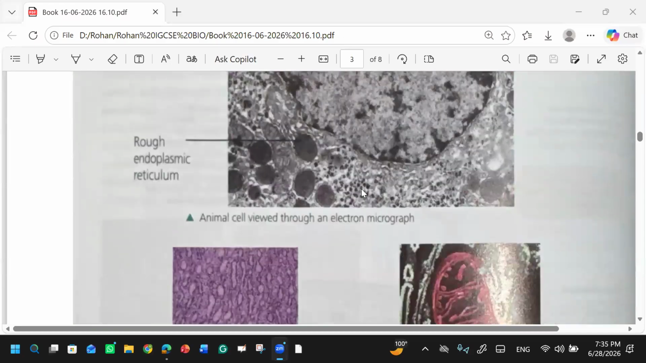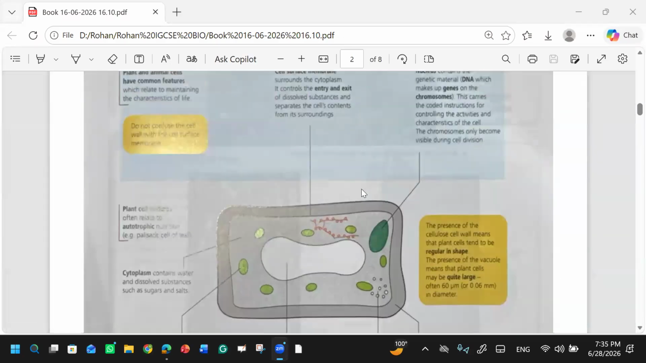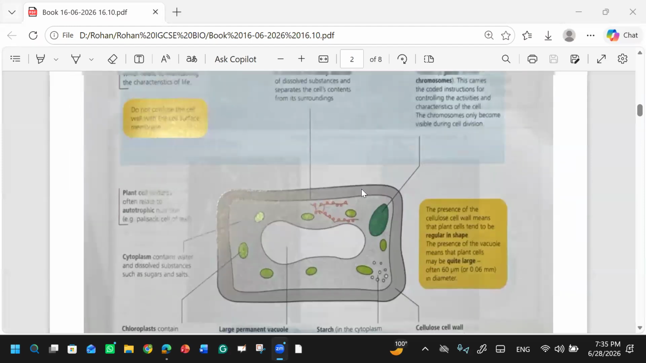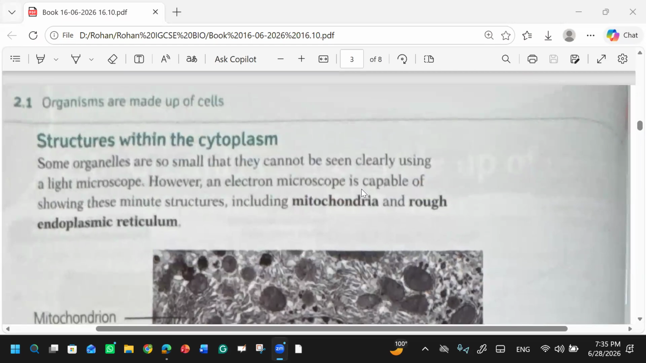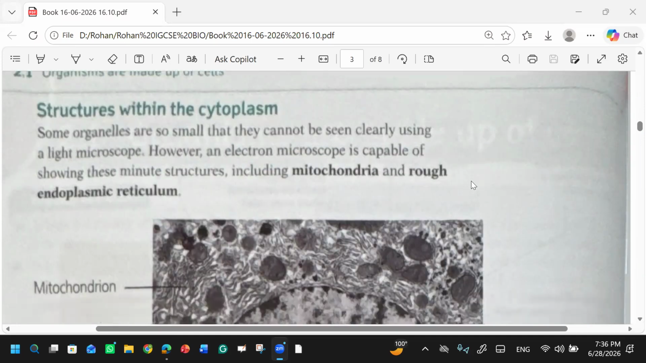Recording in progress. Previously, we have discussed these organelles of the plant and animal cells. Now we are going to look deeper into the structures which are present in the cytoplasm. The most important thing within the cytoplasm is the nucleus. You know, the cell is controlled by the nucleus. And now we are going to discuss some other things as well.